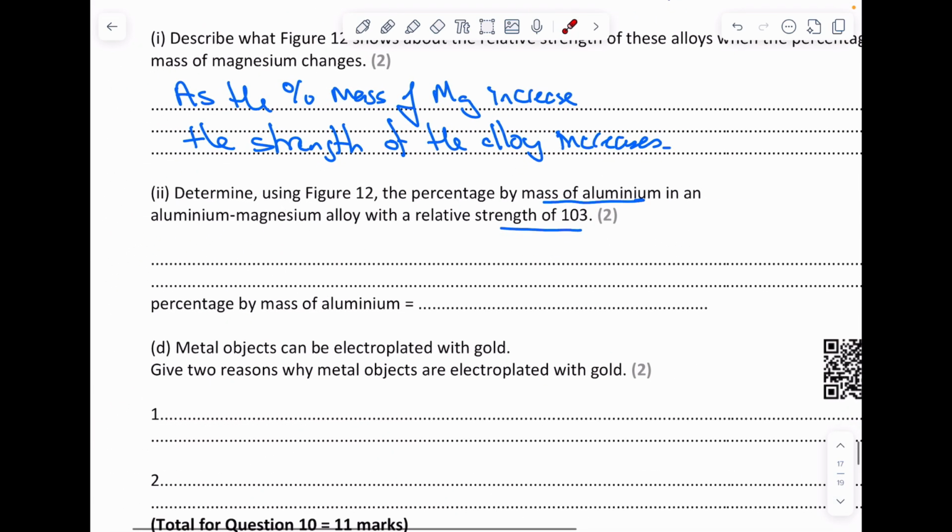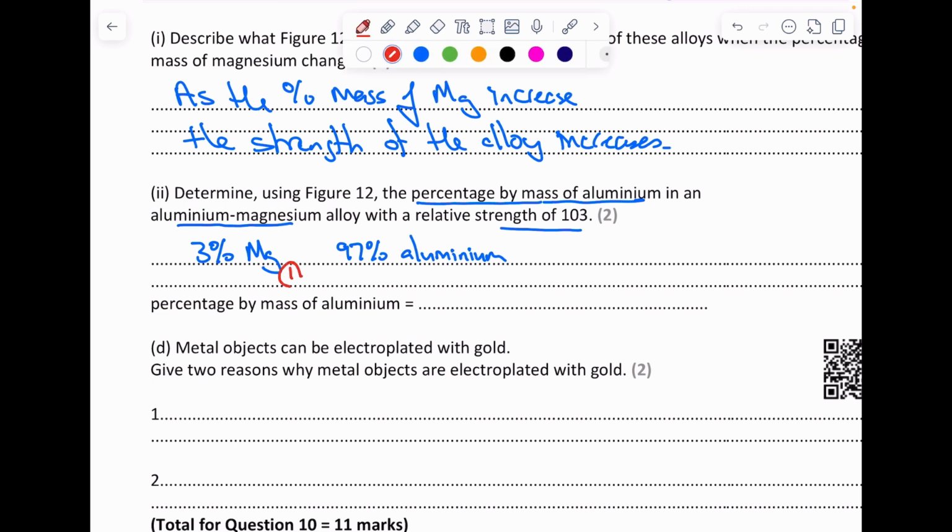So let me just write that bit down first of all. So we've got 3% magnesium at that point. Now my alloy is aluminium magnesium, so this means that 97% must be aluminium. And the question wants me to give a percentage by mass of aluminium. So in terms of marks for this one, you get 1 mark for pulling the 3% from the graph, and you get another mark for getting 97% aluminium is left over.